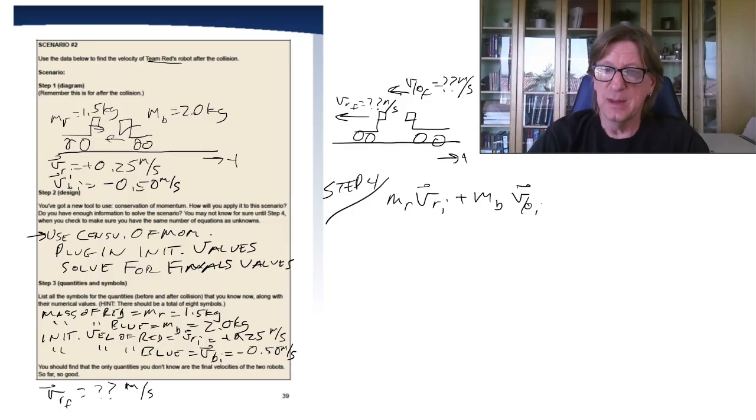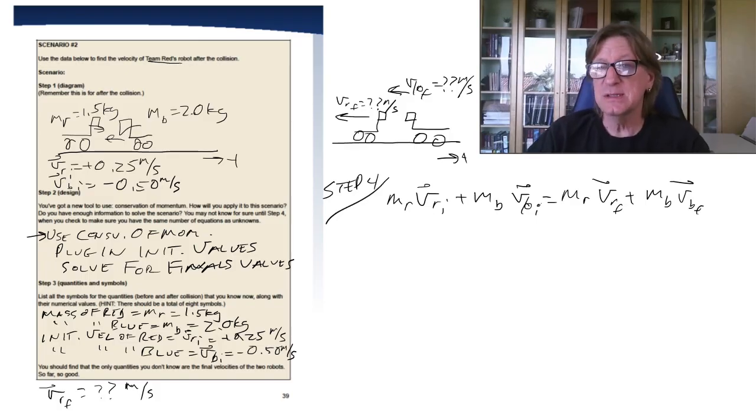VBI, and that equals my final, which is MR, again, doesn't change. VRF plus MBVBF. Okay. So the next thing, we always do this, and this is why we're using that 5-step procedure. We always look at this and we say, okay, did I add any new symbols? Take a look. Did you add any new symbols? Well, sure, you added that VBF. So we're going to put this down here in our symbol list, VBF, and we don't know what that is.